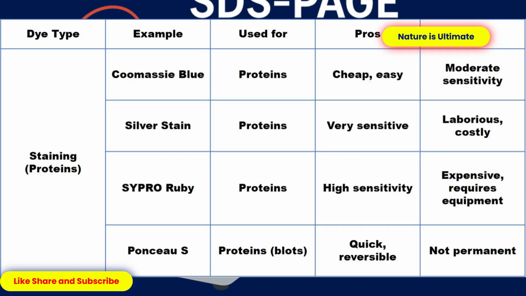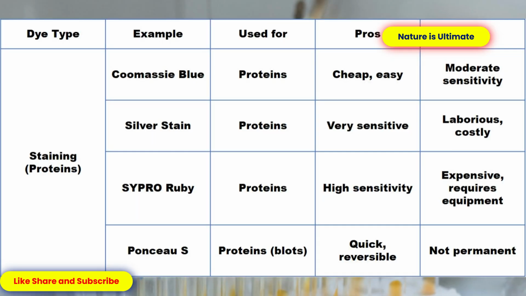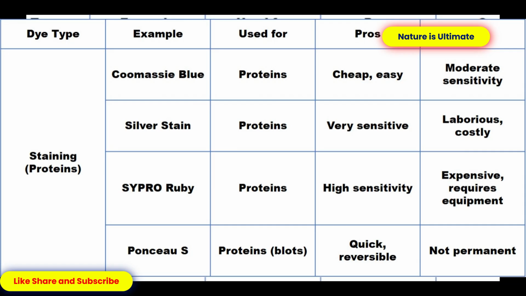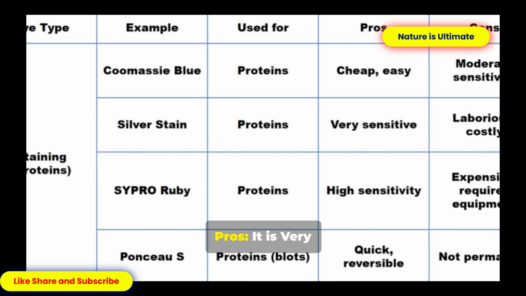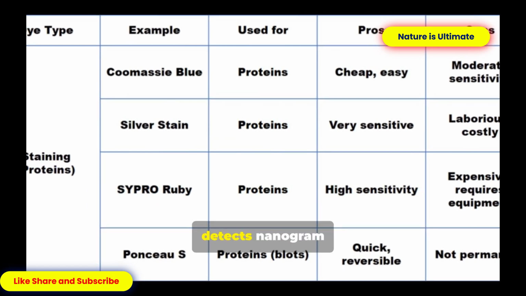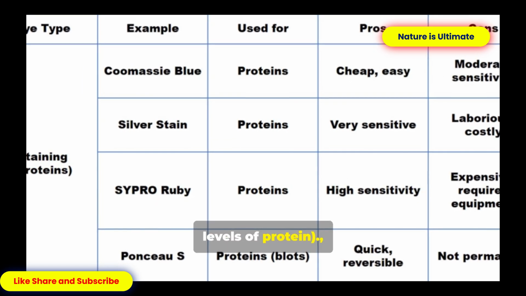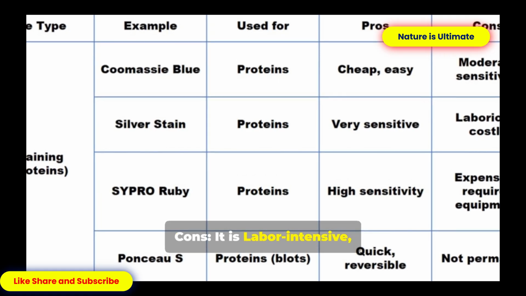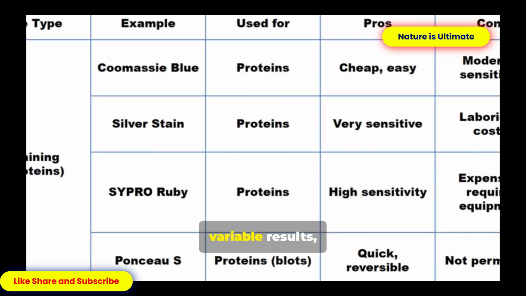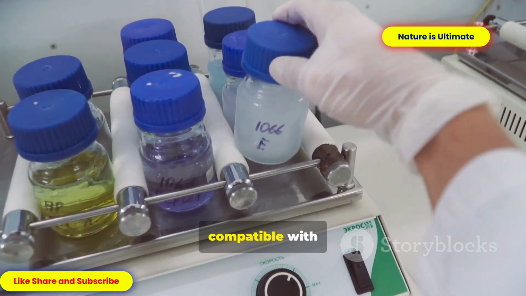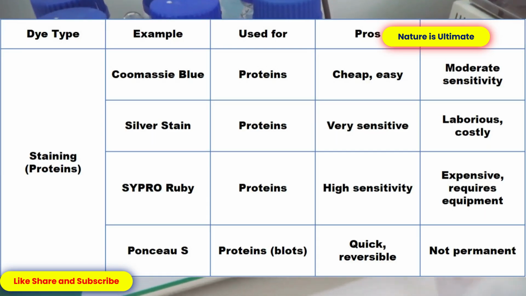Next is silver staining. Principle: in this method, proteins reduce silver ions to metallic silver, producing dark bands. Pros: it is very sensitive, can detect nanogram levels of protein. Cons: it is labor-intensive, expensive, can produce variable results, not always compatible with downstream mass spectrometry.